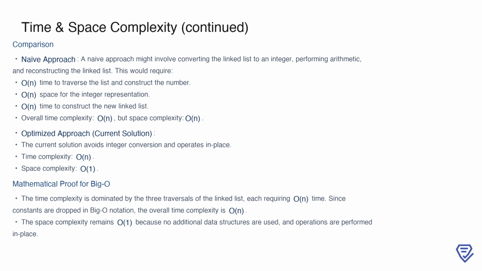To solidify this, we can look at a mathematical proof of the big O. The time complexity is dominated by the 3 traversals of the linked list, each taking O(n). Since constants are ignored in big O notation, the overall time complexity is O(n). The space complexity, remaining O(1), is minimal because no extra data structures are used, and all operations are performed directly on the linked list. This highlights the efficiency of our optimized approach.